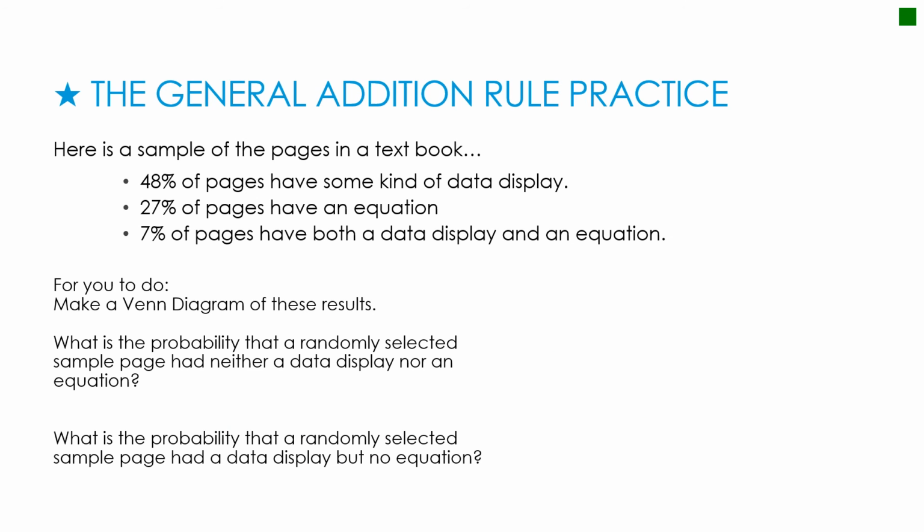So here's an example for you to try on your own. Create the Venn diagram and then find the probabilities that I've asked for. Once you've done so, then press play to check your work.